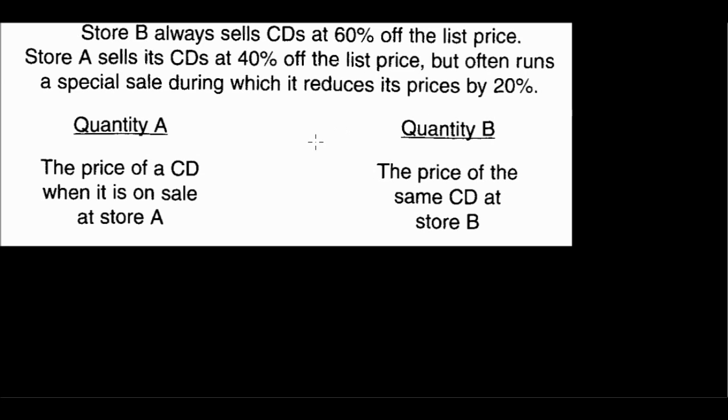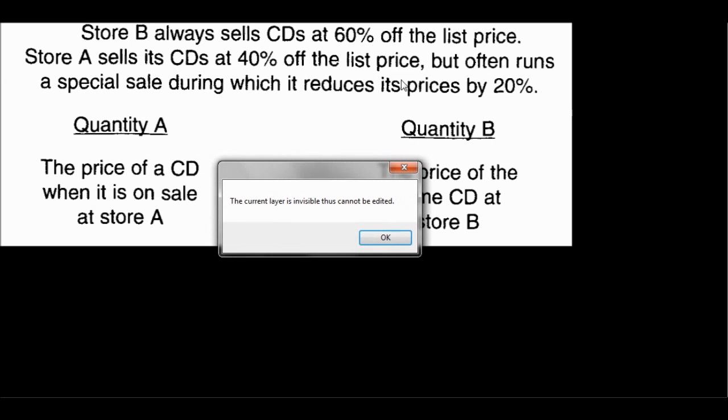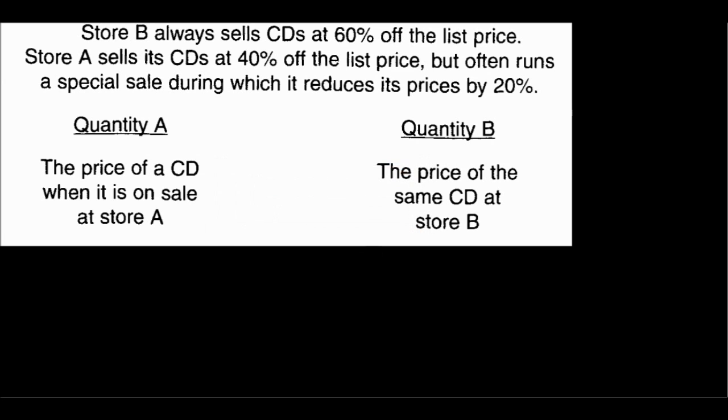So in questions like these, you always have to start off assuming something. The best thing to assume over here is the list price. So let's say the list price is 100. Now store B sells at a 60% discount. So if the list price is 100, the 60% discount is 60 and the price is 40. So this is what we have in column B, the price of the same CD at store B.